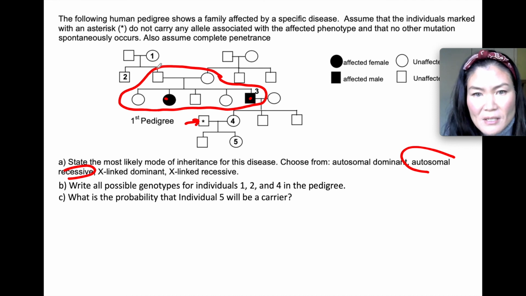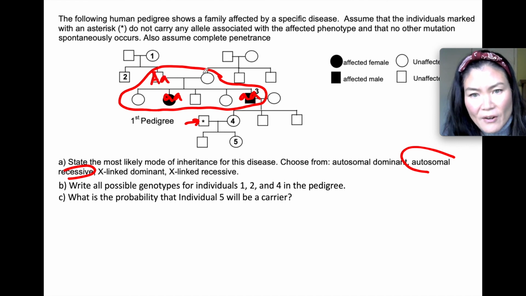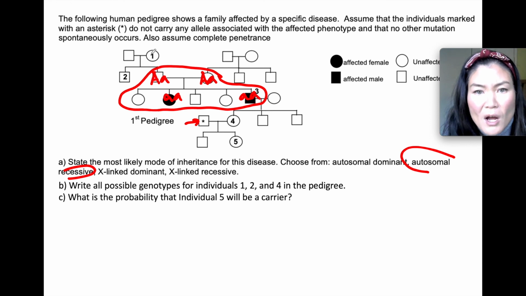So it's recessive. We kind of have to work our way backwards because if it's autosomal recessive, that means that these two individuals have it. If they have it, their parents must be carriers. Their parents must be carriers for it. Okay? So individual 1 does not have it.